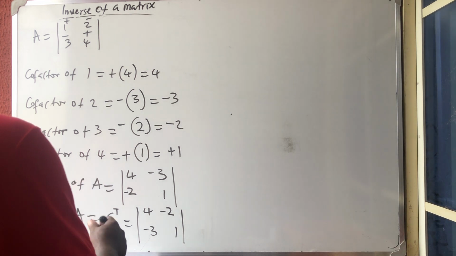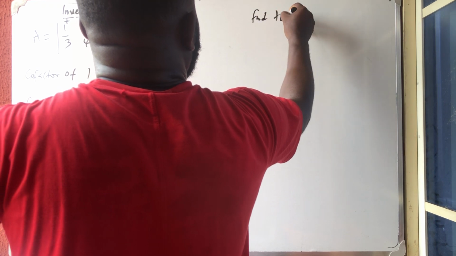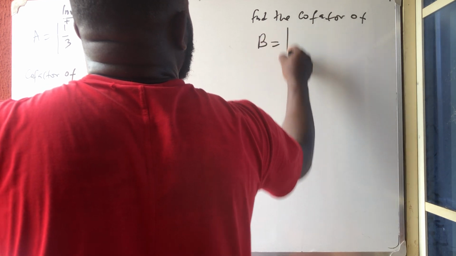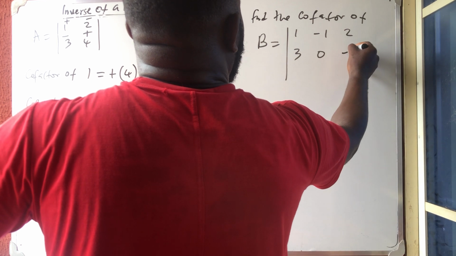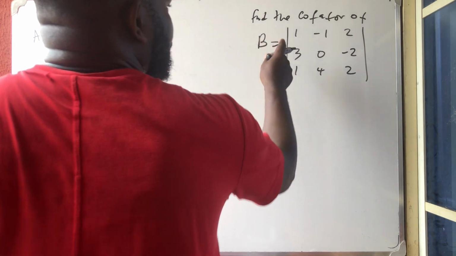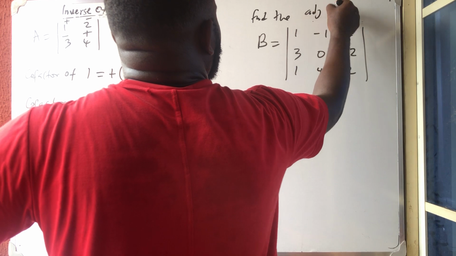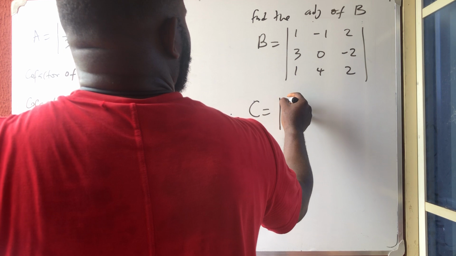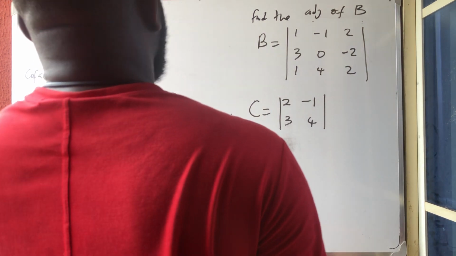So having done that, let me give you something to do. Try this for me. Find the cofactor of B, which is equal to 1 minus 1 2 3 0 minus 2 1 4 2. In fact, find the adjoint of B. Then equally find the adjoint of C, where you have 2 minus 1 3 4.